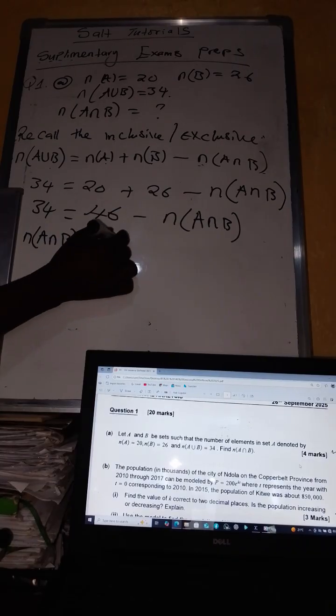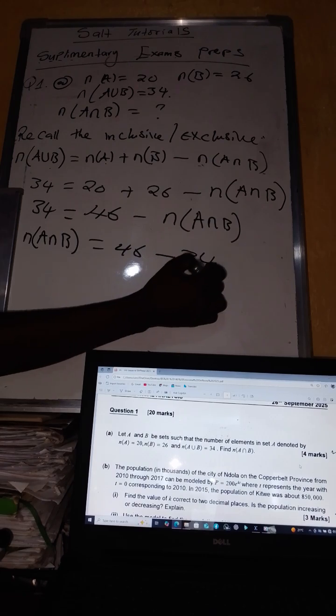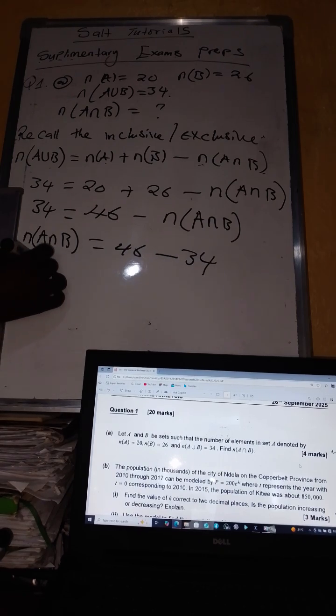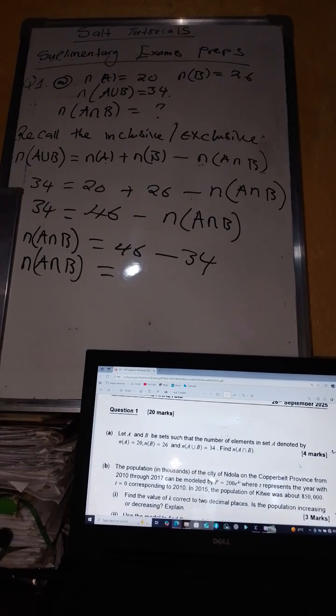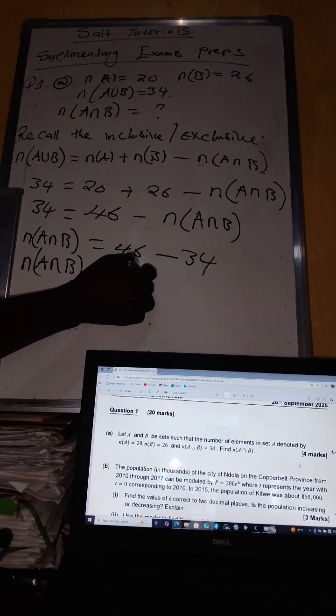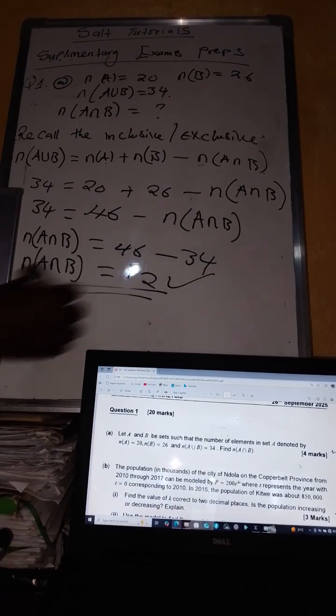We have 46 on this side. When this one crosses to the other side, it becomes negative 34. So that we can have the number of elements in A intersection B give us 46 minus 34. That's how much? 6 minus 4, that's 2. 4 minus 3, that's 1. This is our final answer.